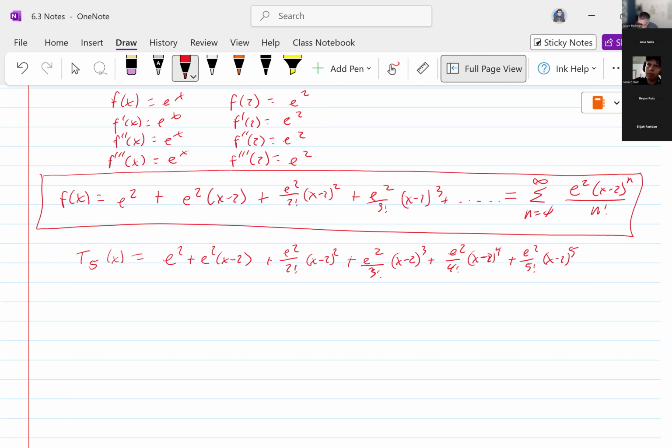We can actually factor out the e squared because they all have that in common. So t sub 5 of x is equal to e squared times 1 plus x minus 2 plus x minus 2 squared over 2 factorial, plus x minus 2 cubed over 3 factorial, plus x minus 2 to the fourth over 4 factorial, plus x minus 2 to the fifth over 5 factorial.